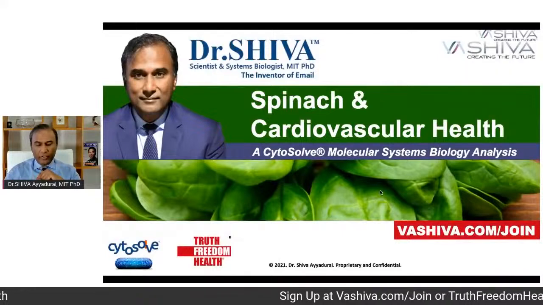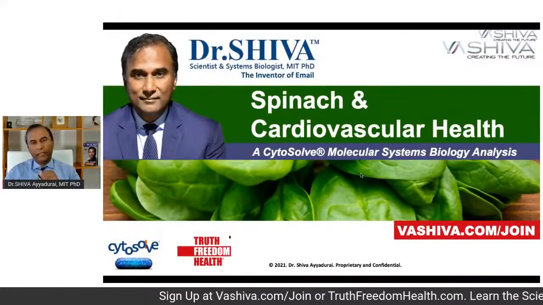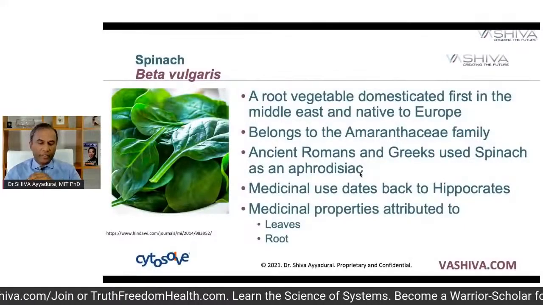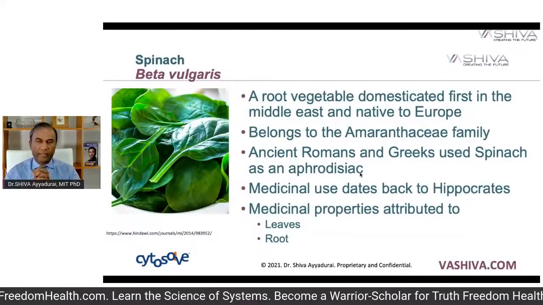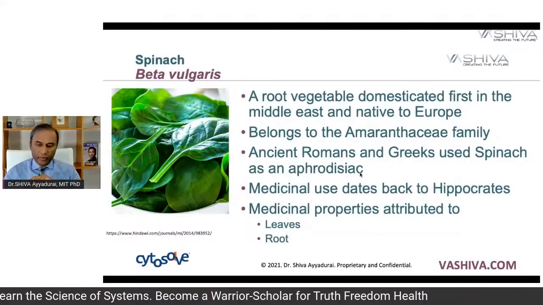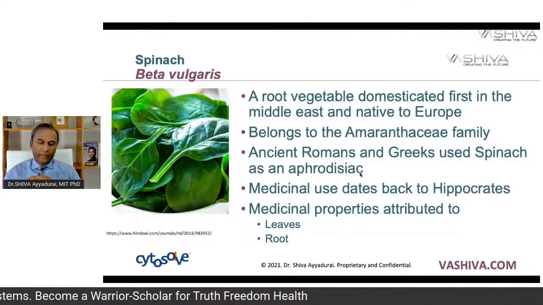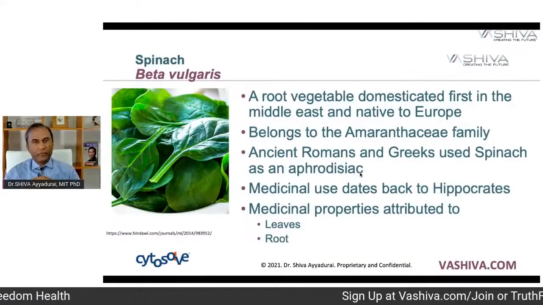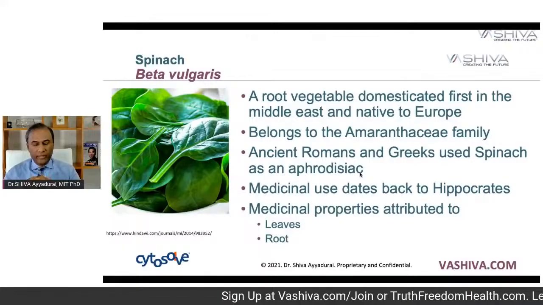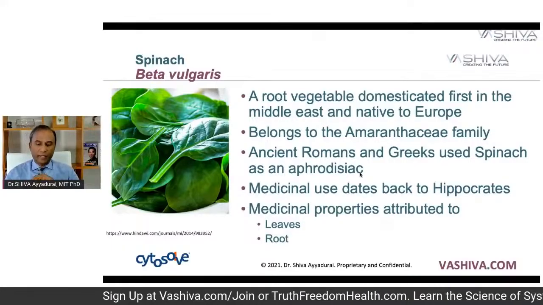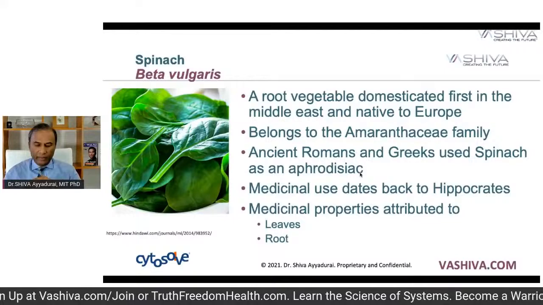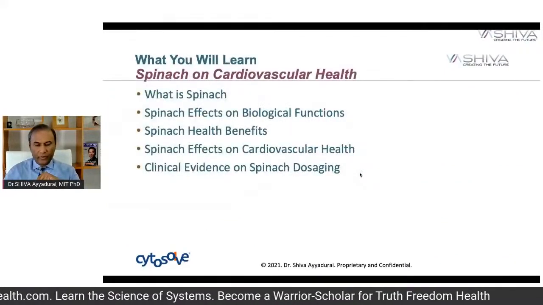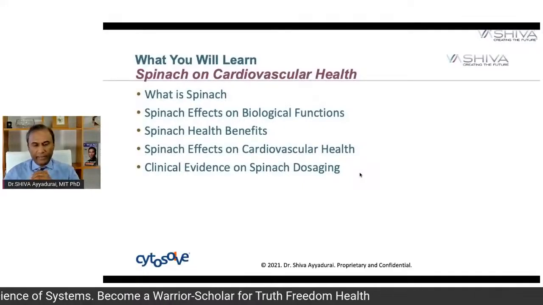But when we look at spinach and cardiovascular health, we're going to take a Cytosolve molecular systems analysis, and I'll talk more about Cytosolve. But what is spinach? It's known as Beta vulgaris. That's its official Latin term. It's a root vegetable that was domesticated first in the Middle East and native to Europe. It belongs to the Amaranthaceae family. Ancient Romans and Greeks used spinach as an aphrodisiac. Its medicinal use dates back to Hippocrates, and its medicinal properties are attributed to both the leaves and the root also. Okay, so let's begin by really looking at what you're going to learn today.